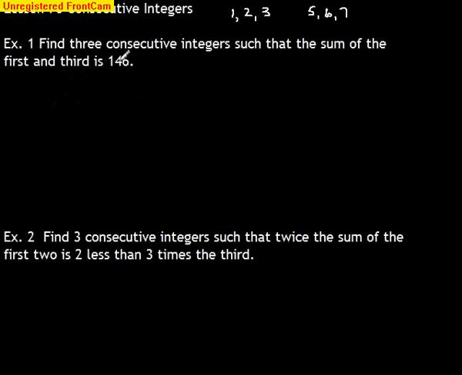So here's how we set up a heading. We pick a variable, of course, and we're going to use n for consecutive integer problems, just because we're talking about numbers, integers. What we do in our heading, and it's the same for all of our consecutive integer problems, is we're going to say n is the first integer, first number.